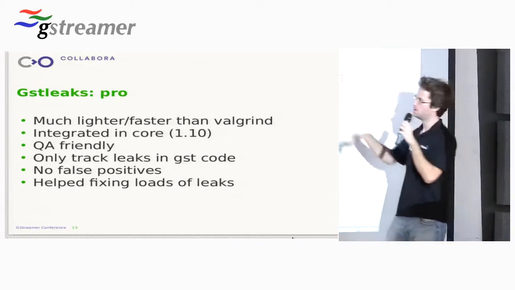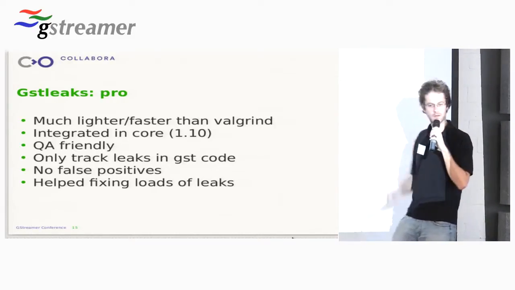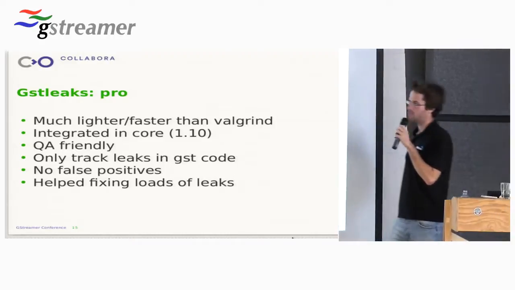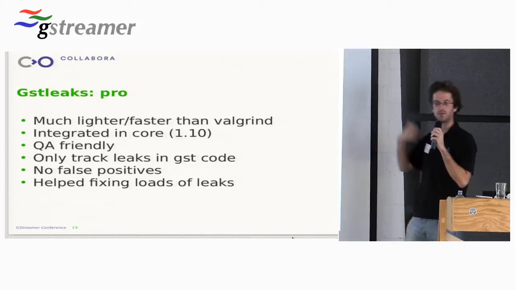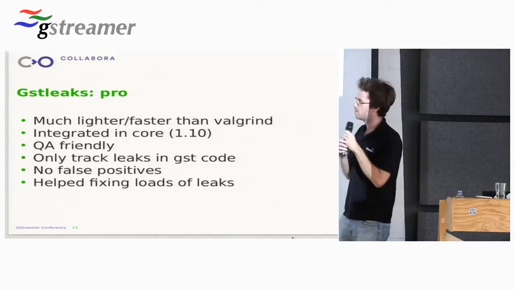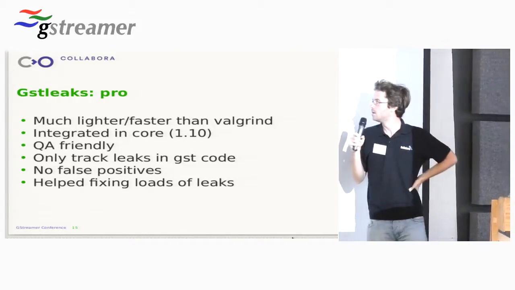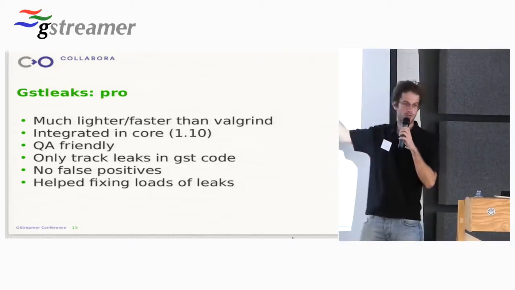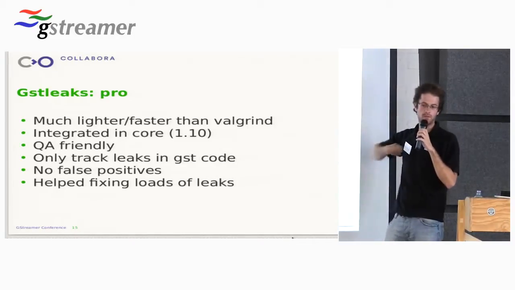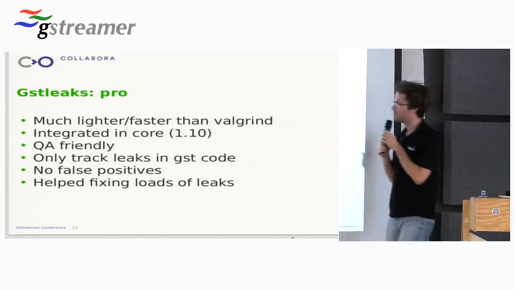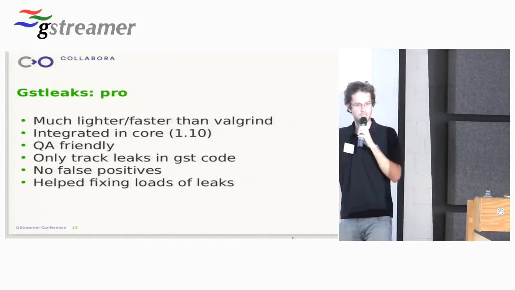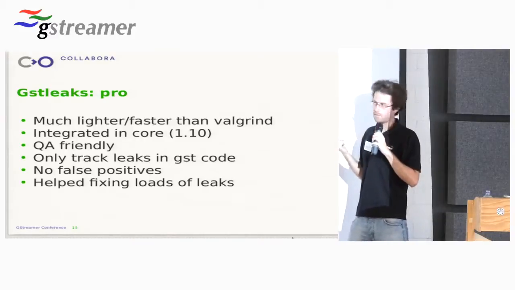So in the upcoming 1.10 release, you'll have it available by default, which is really cool because you don't have to worry about building an external tool like Valgrind, for example, to debug. It's very QA friendly because it's fast and it will raise a GLib error if it detects any leak.